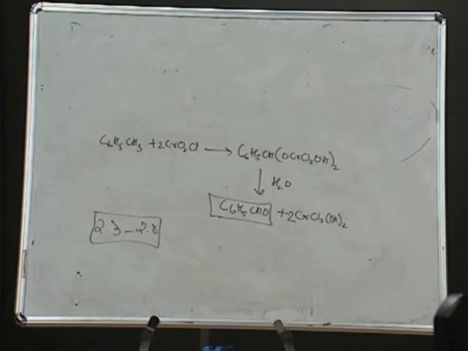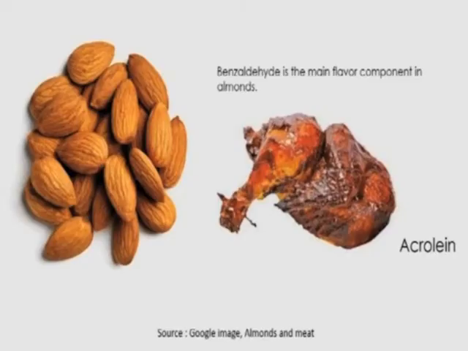And in our day-to-day life, you must have experienced the flavor of almonds. It is due to the presence of benzaldehyde. And second is barbecuing meat. When barbecuing meat, you must have experienced the flavor. The flavor is also due to the presence of propenal, which we also call acrolein.